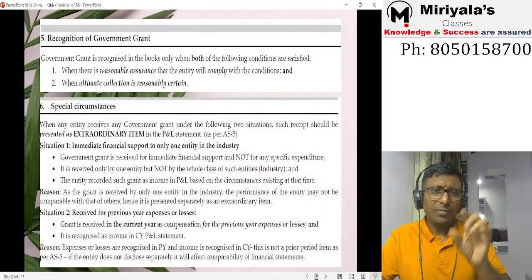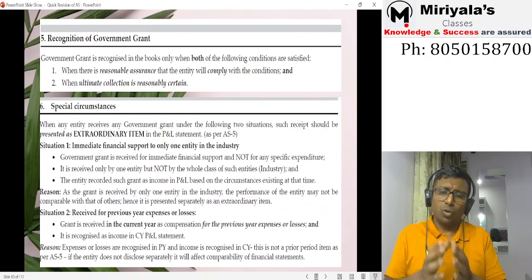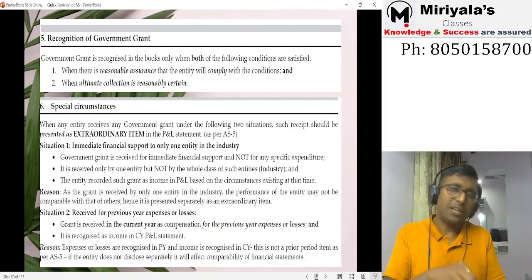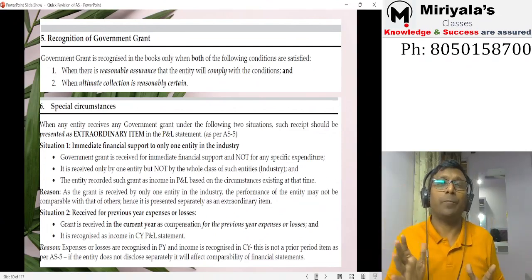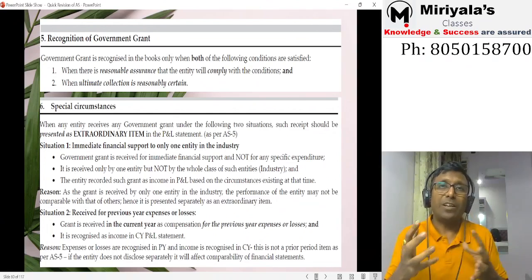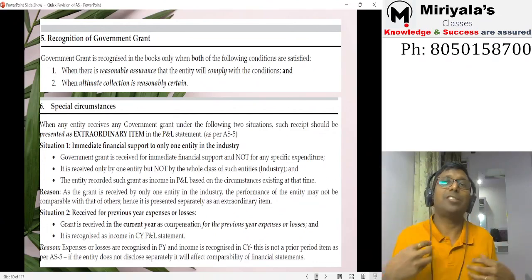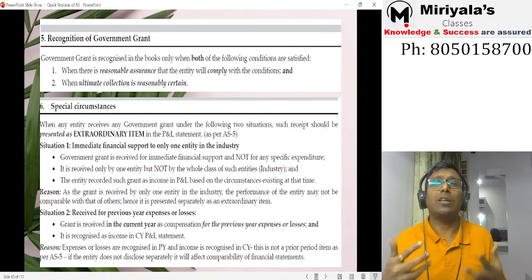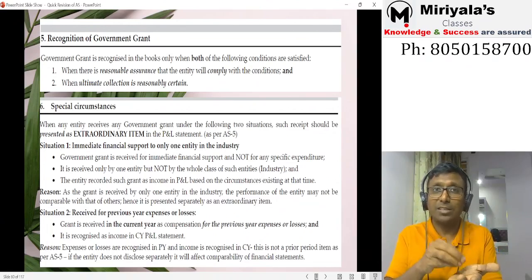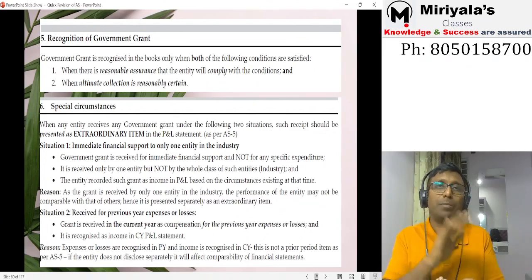But these are the basic conditions, and there are some special circumstances. What did you do in those circumstances? We'll book the revenue immediately in the year in which that money has come. What are those two circumstances? Circumstance number one: immediate financial support by the government only to my company, not anybody else in the industry. Entire industry, only I got it. Why? Because we are in deep trouble or something. The government gave some money. You cannot say that I will defer it for the next number of years. Nothing doing, it should be transferred to the profit and loss statement in the same year.